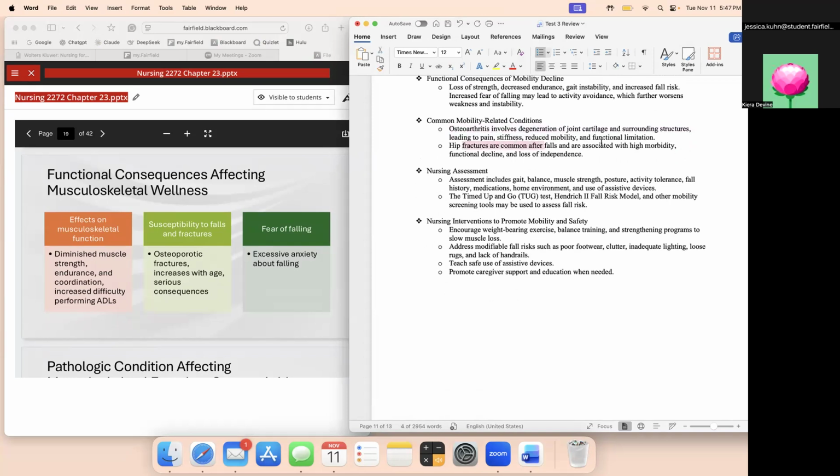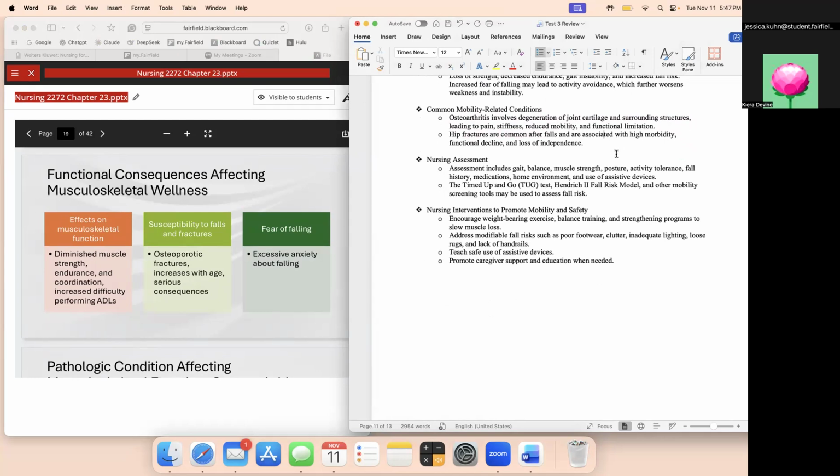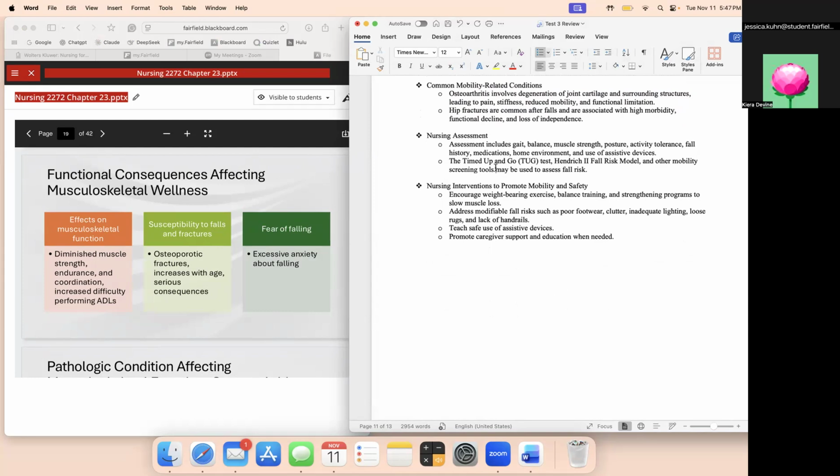Hip fractures are common and potentiate functional decline and loss of independence if they don't heal properly, if they happen very late in life, and they compound on top of other comorbidities. Looks like there's a couple of screening tools here that you'll want to know for the nursing assessment.